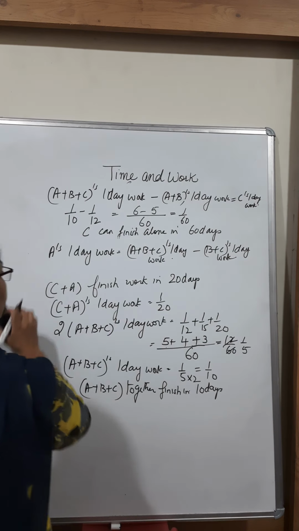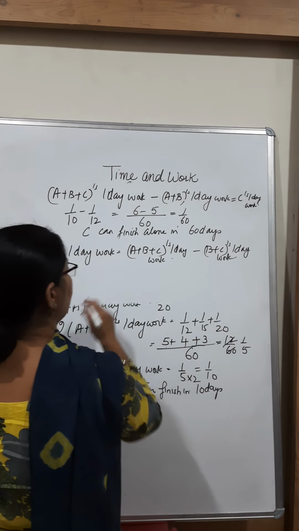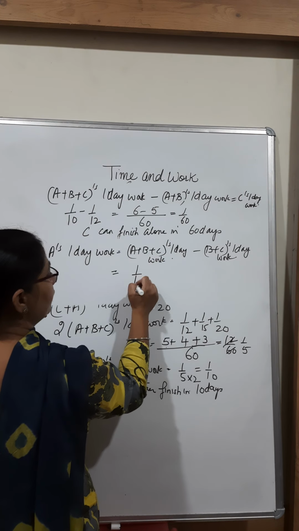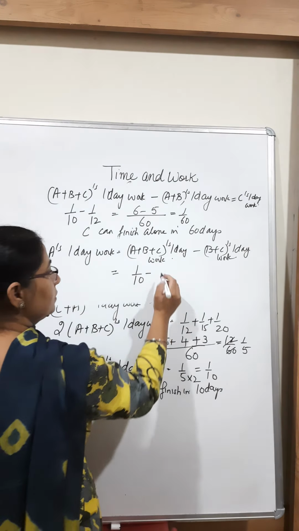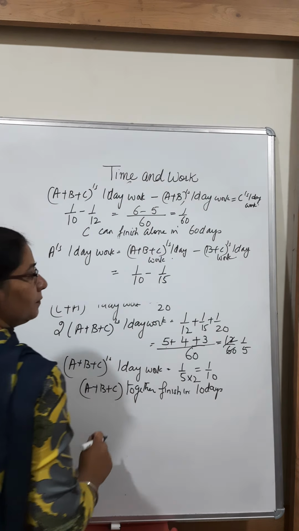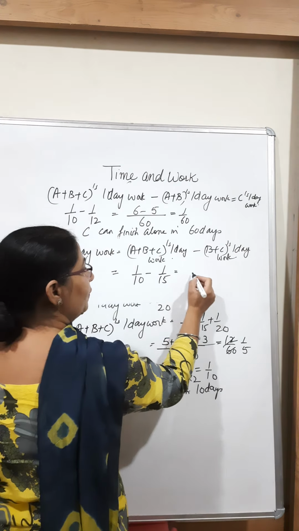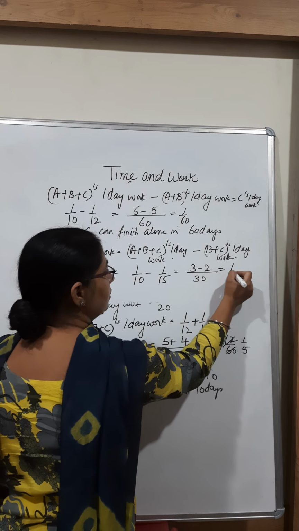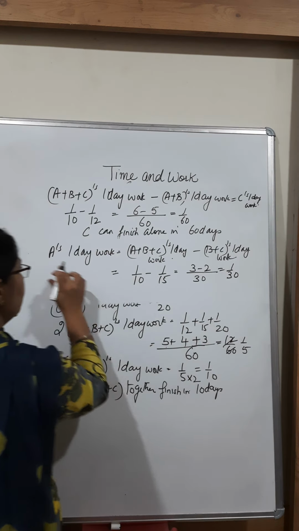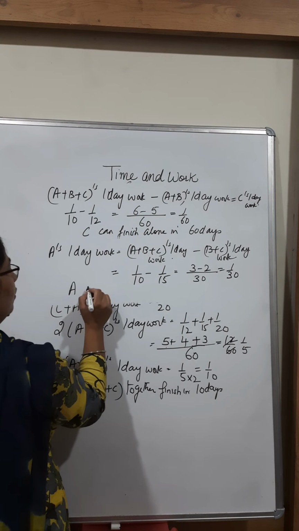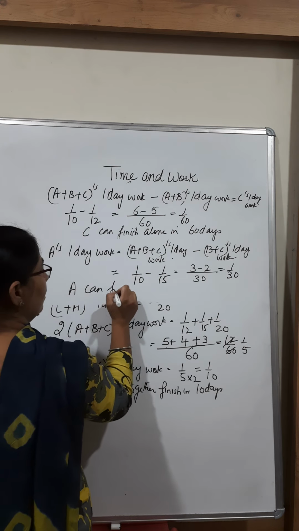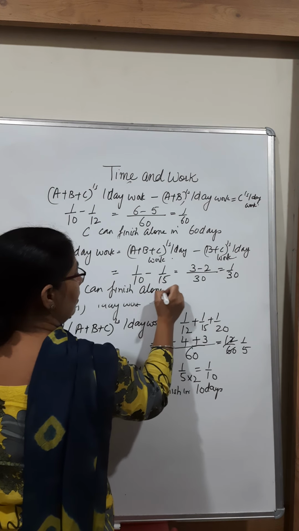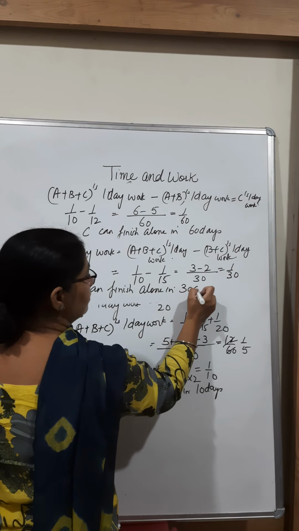So what do you get here? Here we get A plus B plus C is one day work, which you have calculated as 1/10, minus B plus C's, which is 1/15. The LCM of 15 and 10 will be 30. 10 3s are 30, 15 2s are 30. This will be 1/30. So A alone can finish the work alone in 30 days.